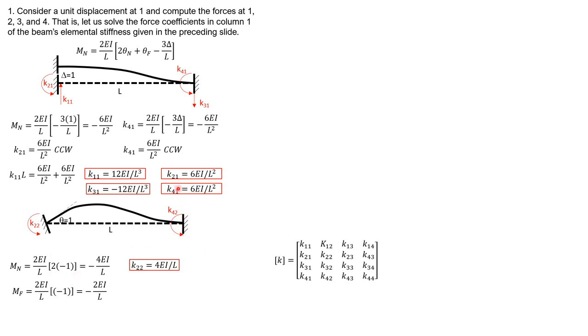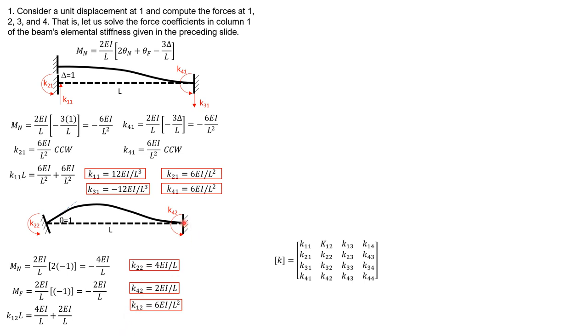Then because these are all counterclockwise, the vertical reaction here should be upward so that its moment about the right end is clockwise to counter this counterclockwise moment. So we call this K12, the force at 1 due to the unit displacement at 2, times L equals K22, 4EI over L, plus K42, 2EI over L, and that will give us 6EI over L squared for K12. So, summation of moment here equals 0. So K12 upward, that's positive direction, times L equals 4EI over L, K22, plus K42, 2EI over L. So K12 is 6EI over L squared.